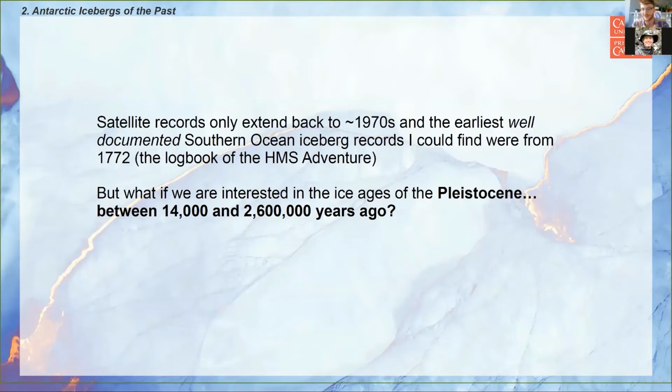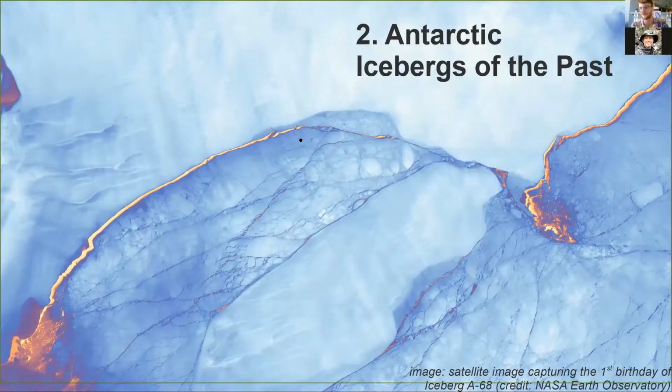However, satellite records go back to the late 70s at a push. For really well-documented shipboard records, the earliest I could find was the late 1700s. But as a paleoclimate scientist, I'm really interested in slightly further back in time than the 1700s, particularly, for example, if we're interested in the Pleistocene, which I am, which is 14,000 to about 2.5 million years ago. And this brings us on to part 2 of the talk, which is Antarctic icebergs of the past.